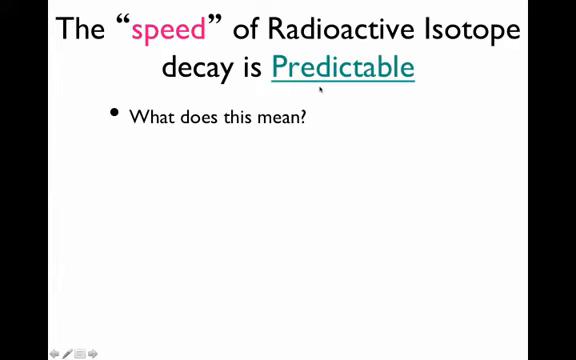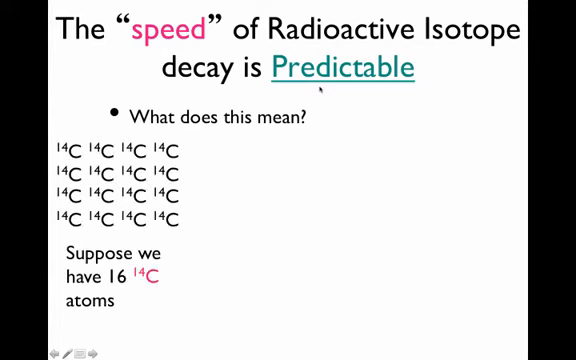So what does that sentence mean? It's a little bit vague. What does it mean in English? The way to understand what this sentence means is to conduct the following thought experiment. Imagine that I have 16 carbon-14 atoms, and here they are. There are 16 carbon-14 atoms, and if you remember from earlier in this unit, we said that carbon-14 atoms are unstable. If you wait around long enough, a carbon-14 atom will decay into nitrogen-14.